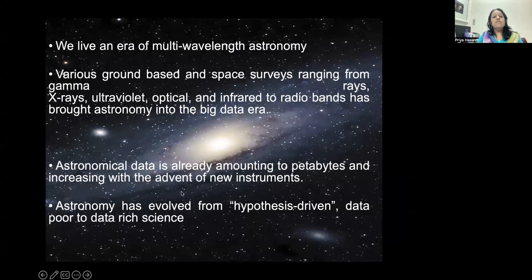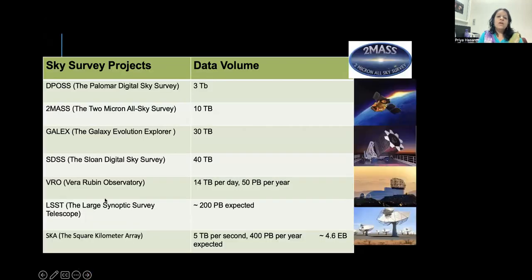Now we live in an era of multi-wavelength astronomy. Various ground-based and space-based surveys, ranging from gamma rays, X-rays, ultraviolet, optical, infrared to radio bands, have brought astronomy into a big data era. Astronomy data is already amounting to petabytes and increasing with the advent of new instruments. Astronomy has now evolved from a data poor to a data rich science, which is more data driven. So we know that there's a lot of astronomy data already available.